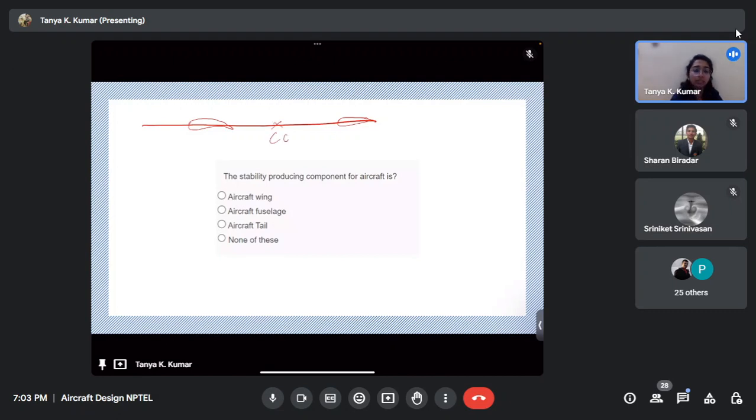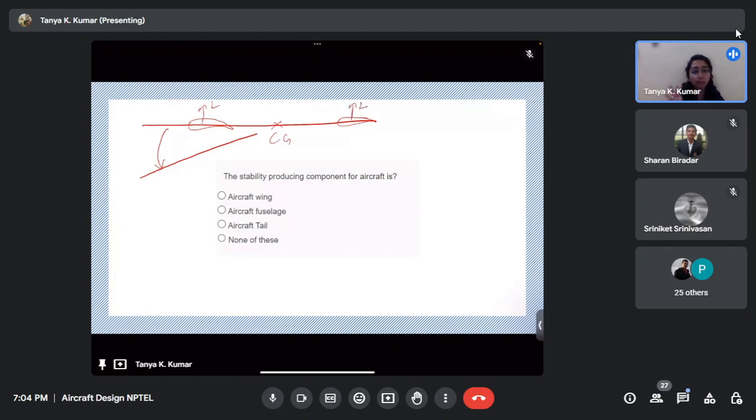Now, if the aircraft is subjected to a gust, it deviates from its initial position. So, I'll just draw the deviated position. It's something like this. So, this is the deviated angle and you want it to come back to the equilibrium point. Both the wing and the tail are producing lift, correct? There is a lift here, there is a lift here, correct?